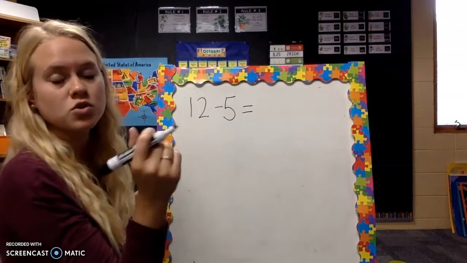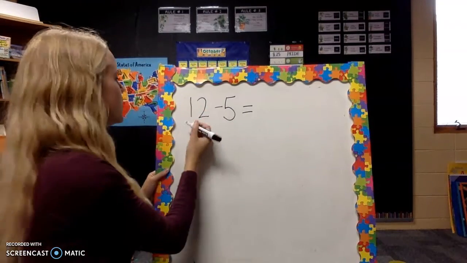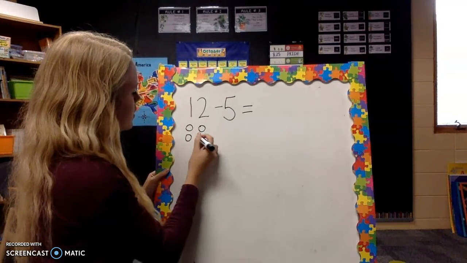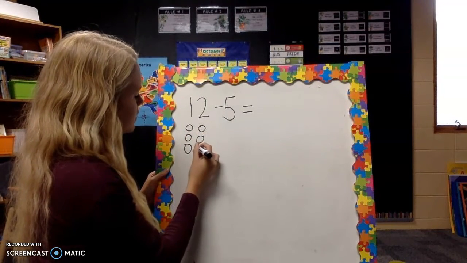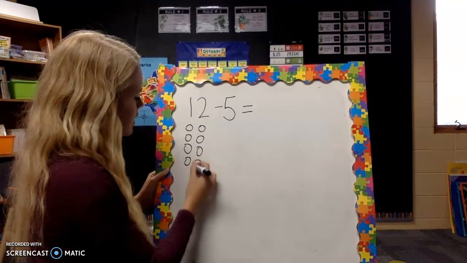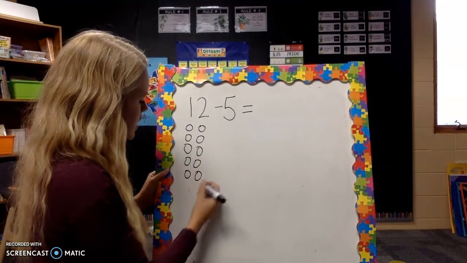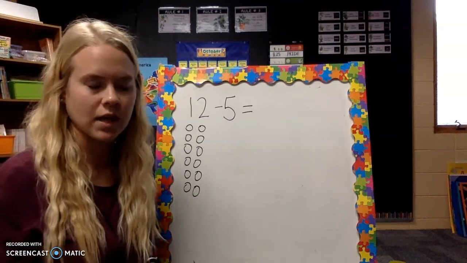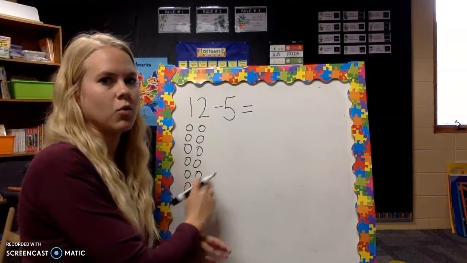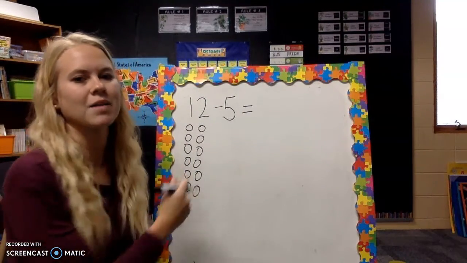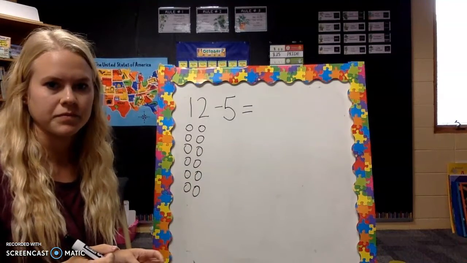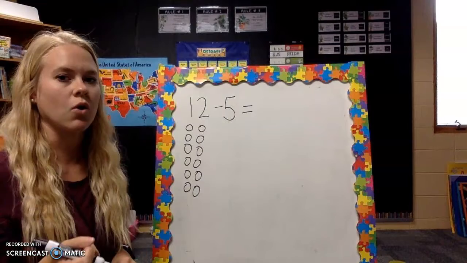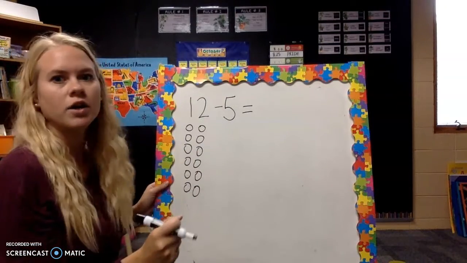I'm going to first start by drawing 12 circles. 1, 2, 3, 4, 5, 6, 7, 8, 9, 10, 11, 12. Now, since I am subtracting, am I putting more circles on my page or am I taking some away? I am taking them away because I am subtracting. So, you can just draw an X on your circles.